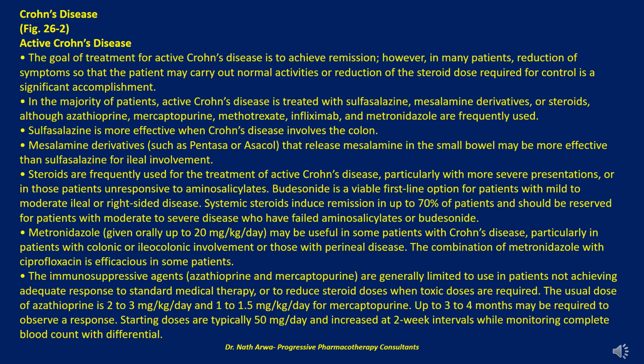5. Steroids are frequently used for the treatment of active Crohn's disease, particularly with more severe presentations, or in those patients unresponsive to aminosalicylates. Budesonide is a viable first-line option for patients with mild to moderate ileal or right-sided disease. Systemic steroids induce remission in up to 70% of patients and should be reserved for patients with moderate to severe disease who have failed aminosalicylates or budesonide.